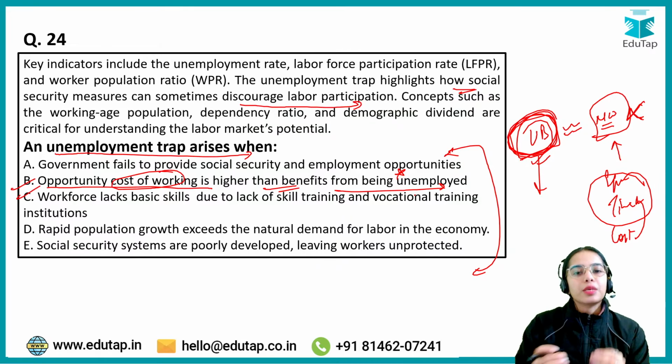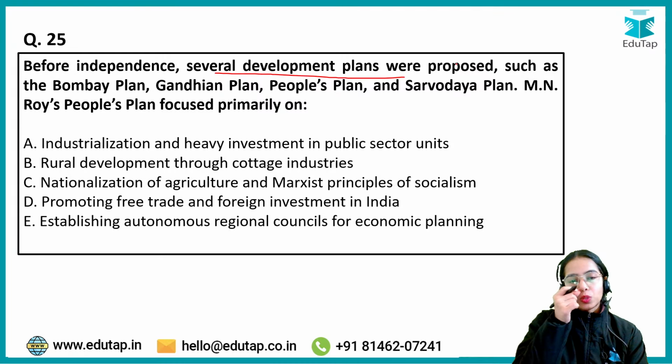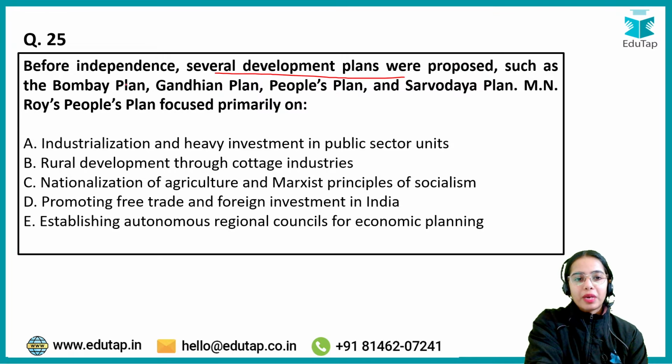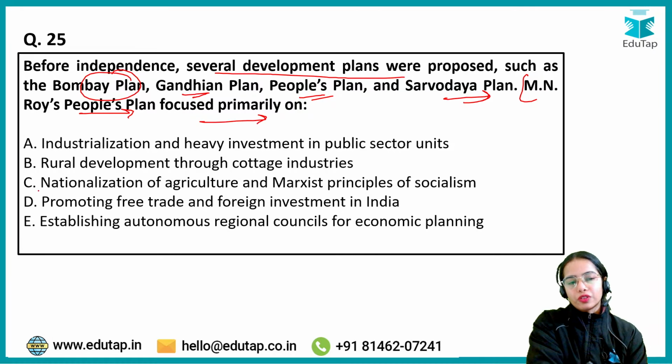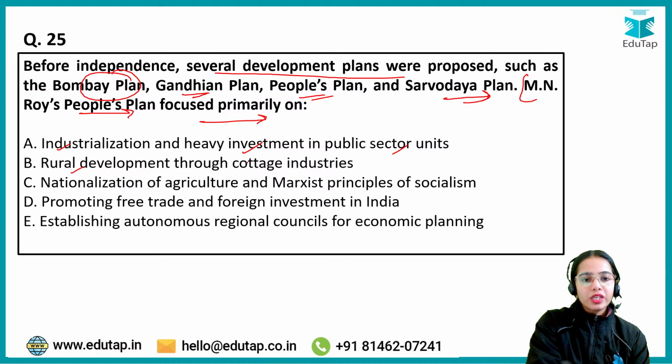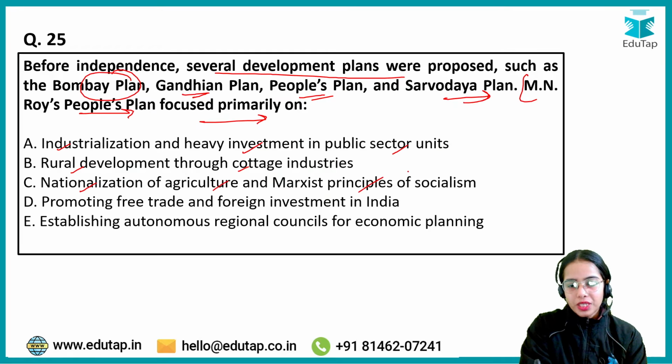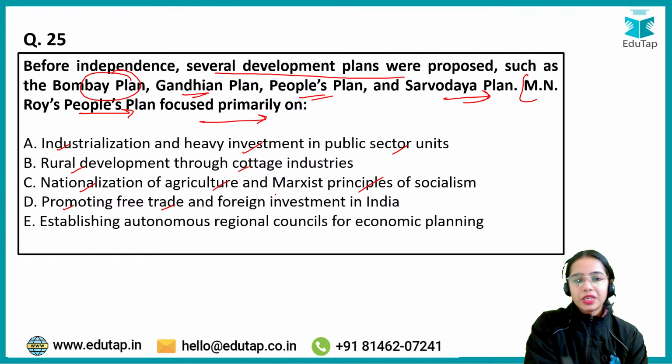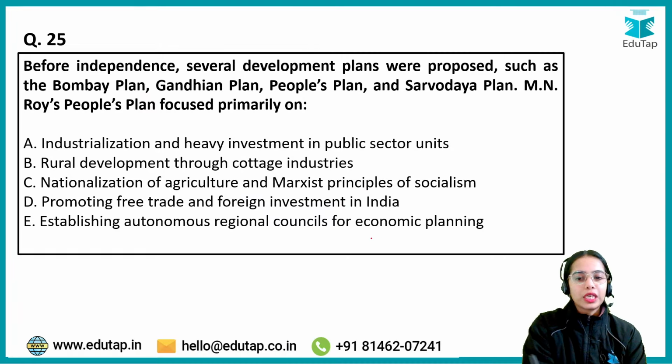Now, before independence, several development plans were proposed, such as the Bombay Plan that was given by the industrialists, Gandhian Plan, People's Plan, Sarvodaya Plan. So M.N. Roy's People's Plan focused primarily on which of the following? Industrialization and heavy investment in public sector units, rural development through cottage industries, nationalization of agriculture and Marxist principles of socialism, promoting free trade and foreign investment, establishing autonomous regional councils for economic planning.